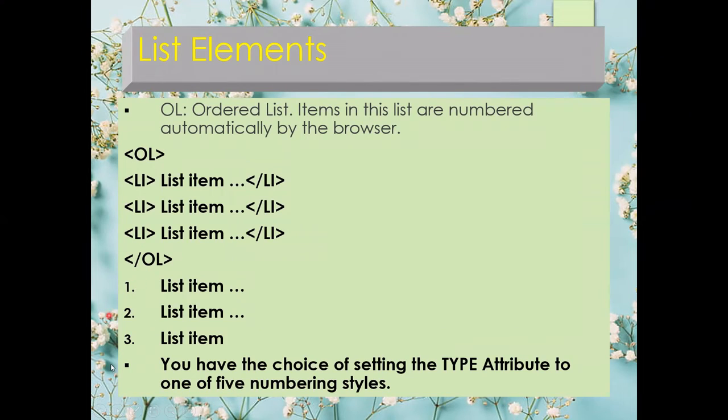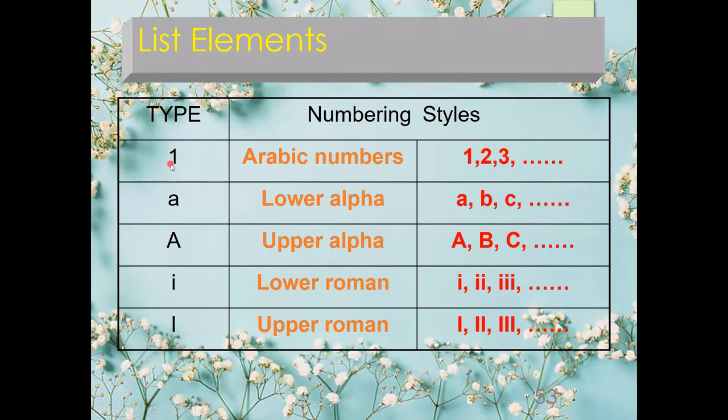Can we have the choice of 1, 2 styling also? Yes, we can get it. How? It is a type. If you say type 1, then it will give you the sequence 1, 2, 3. If you give the type as small a, then your list will come as small a, b, c, d. And this way you can manipulate. Small i is for lower Roman, this sequence; capital I is for upper Roman, this sequence. Let us again consider the practical work so that we can have the concept in a better manner.